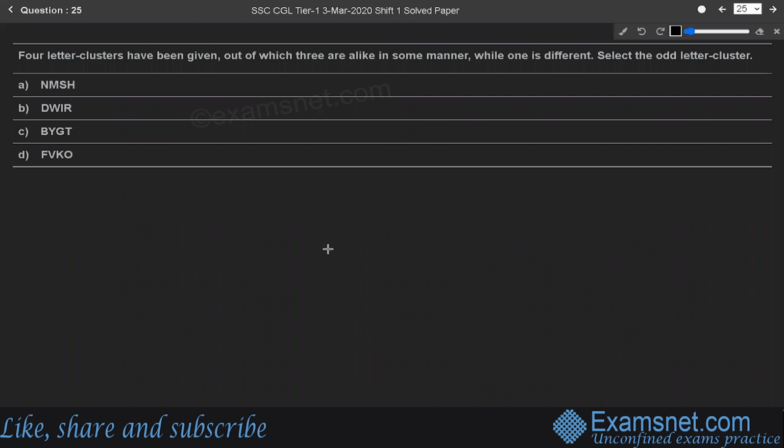Next question is, 4 letter clusters have been given, out of which 3 are alike in some manner, while 1 is different. Select the odd letter cluster. So we have 4 different options here. Letter cluster means group of letters. And we have to identify the odd one out here. Odd one means the one that is different from all the others. So for this question, we have to use the alphabet place value table.